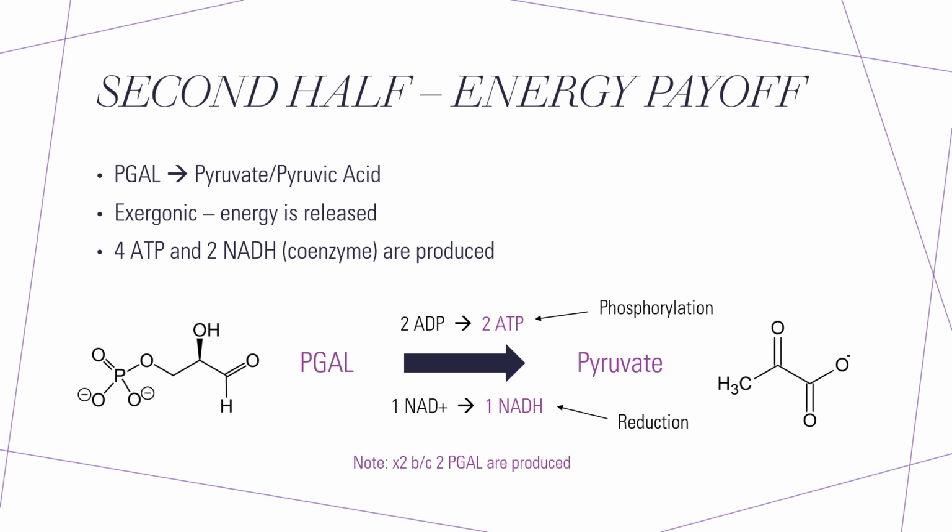But to sum up the second half of glycolysis, each PGAL that is formed in the first half is converted to one pyruvate, and each of this mechanism involves the phosphorylation of 2 ADP into 2 ATP, as well as the reduction of one NAD+ into one NADH. Keep in mind that 1 mole of glucose splits into 2 PGALs, so at the end of the second half, you have produced 4 ATP and 2 NADH in total.